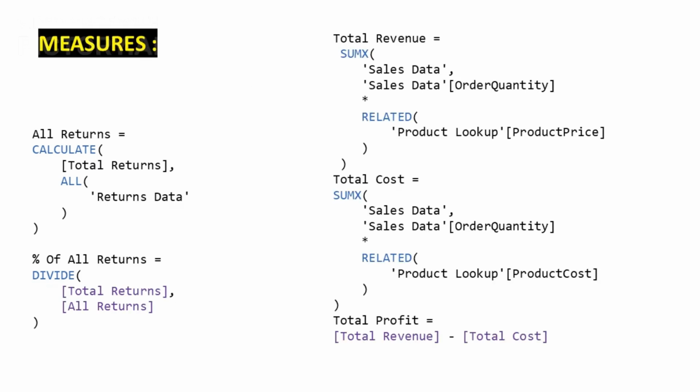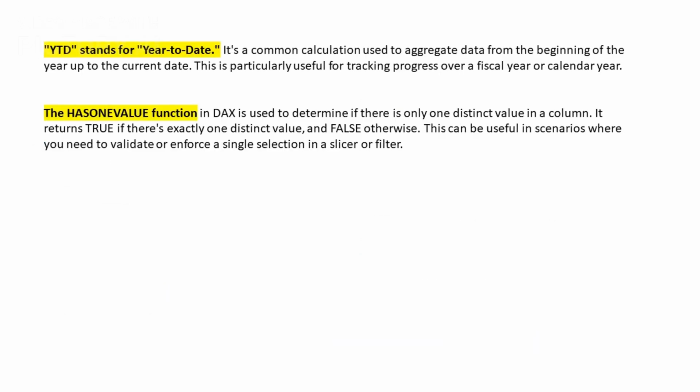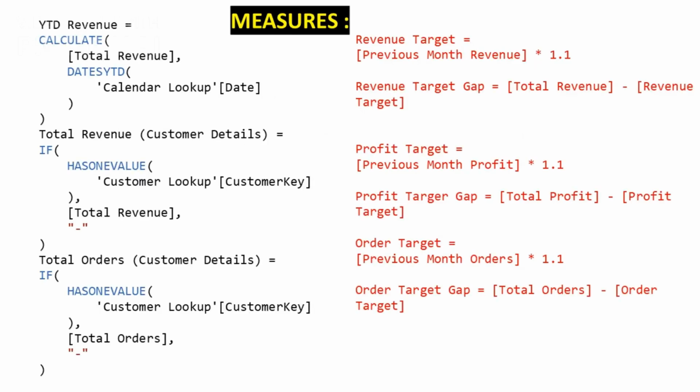Here, we define measures for total returns, total revenue, total cost, and total profit using calculate and other DAX functions. Year-to-date, YTD, is used for tracking progress over a year, while HASONEVALUE checks for a single distinct value in a column. These measures help set and evaluate revenue and profit targets by comparing current values with previous month values.